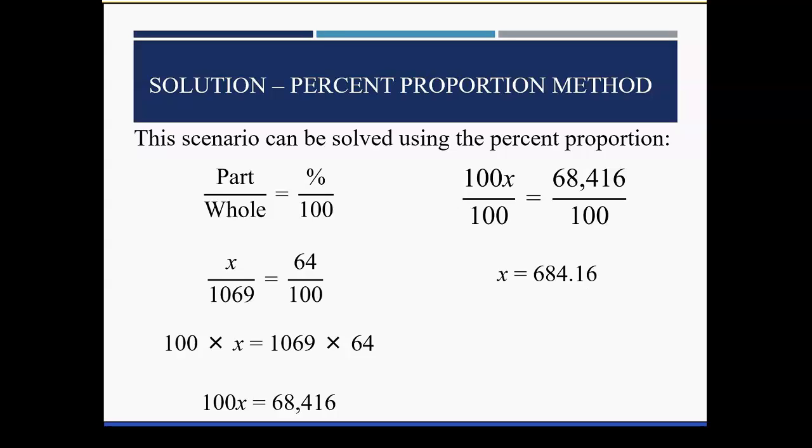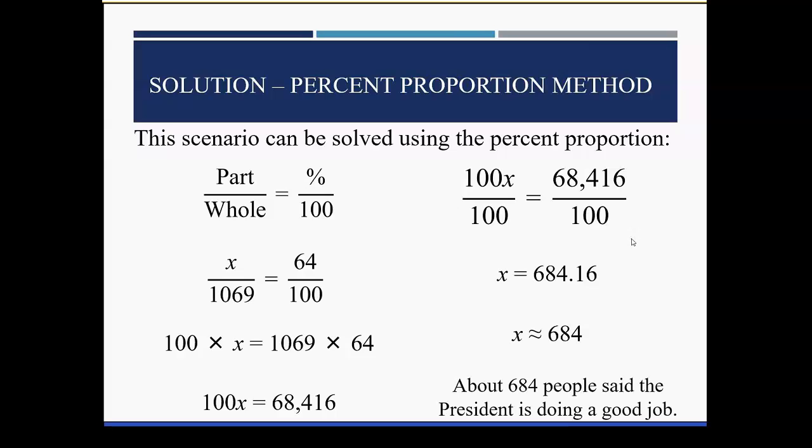And then last, since we're talking about people, I rounded it off and made it about 684 people thought he was doing a good job. Now, when you go back and look at this, hopefully that is a reasonable answer and makes sense. So if there was 1,069 people surveyed, and a little bit more than half of them think he's doing good, then 684 is a reasonable answer for this type of a question.